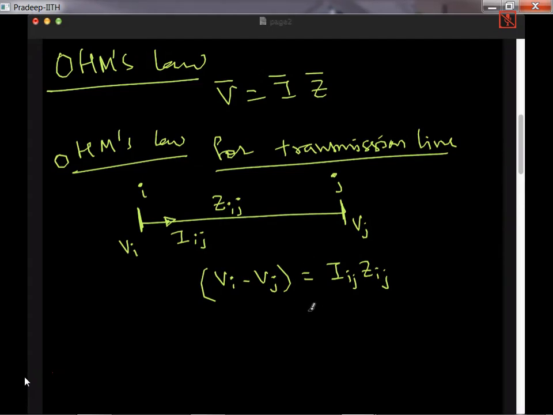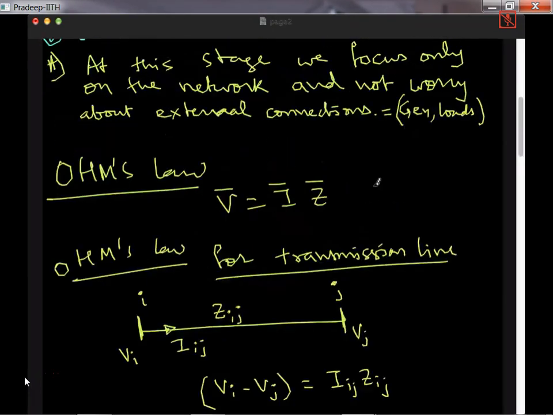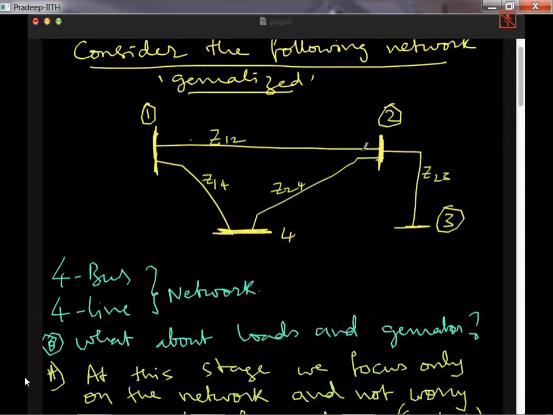Now, what is the next step? The next step is, let's look at our network. If I look at our network, I can write I12, and this current is I14, and this current is I24, and this current is I23. So now we have directions also.